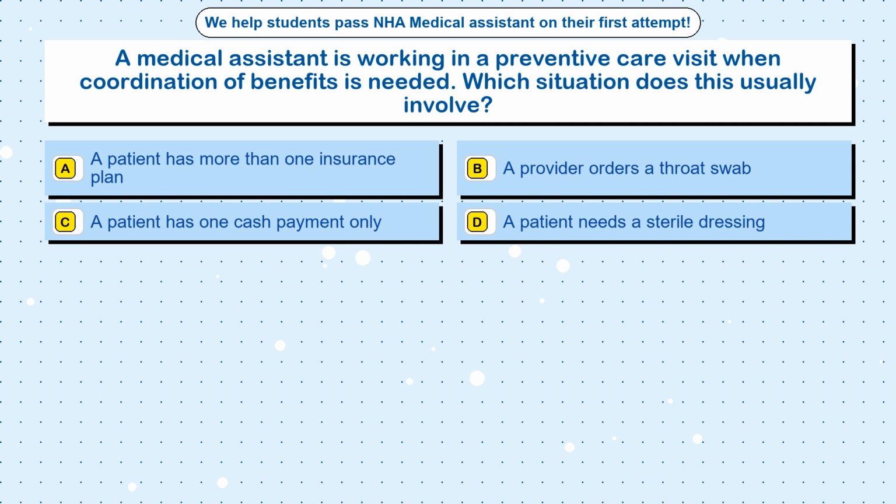Question 86. A medical assistant is working in a preventive care visit when coordination of benefits is needed. Which situation does this usually involve? Option A.